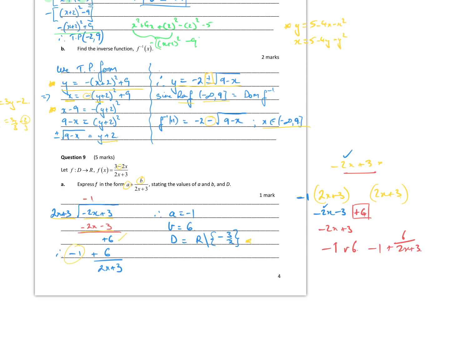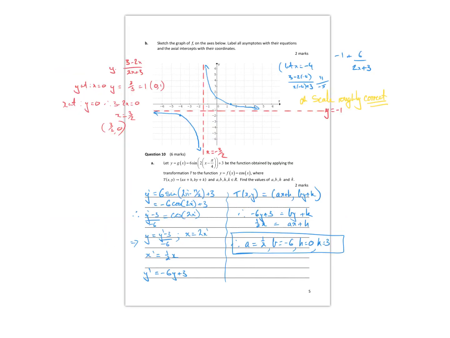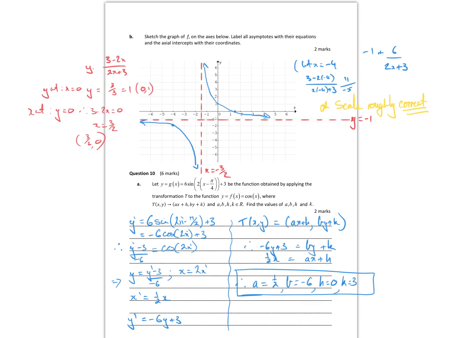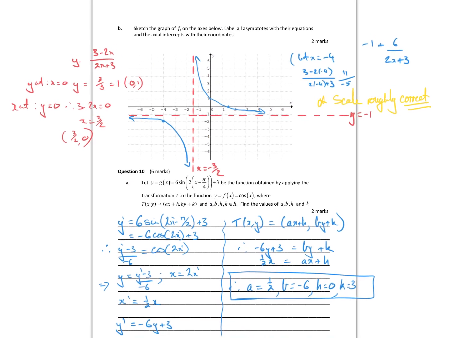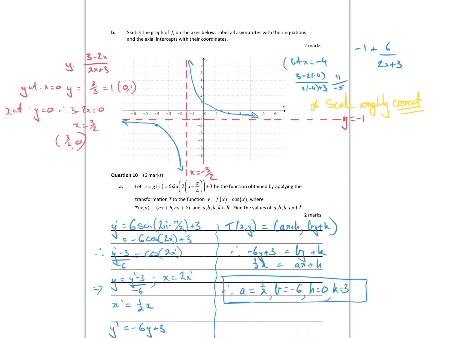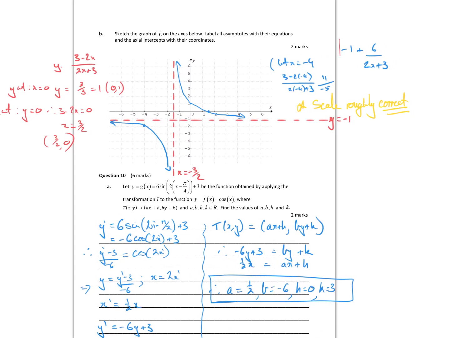All right, our hyperbola. Sketch the graph on the axis below, label asymptotes with their equations and the axis intercepts with their coordinates. Straight away I can see I haven't quite finished everything. So I've rewritten the equation somewhere, have I? I have. It's over here. -1 plus 6 over 2x plus 3.